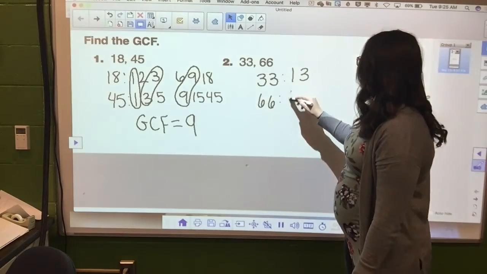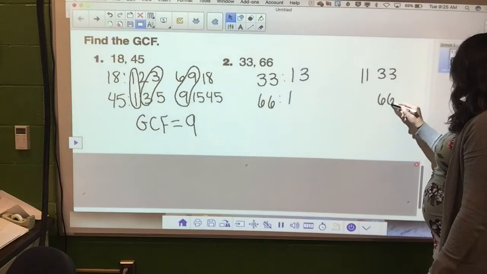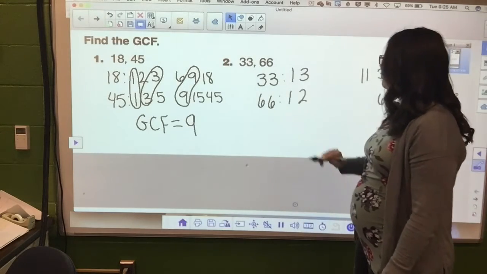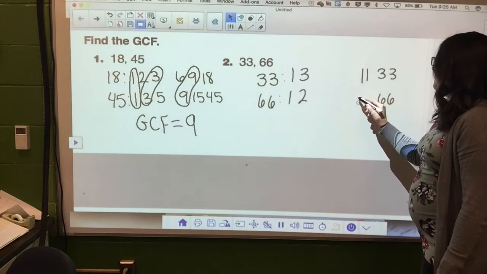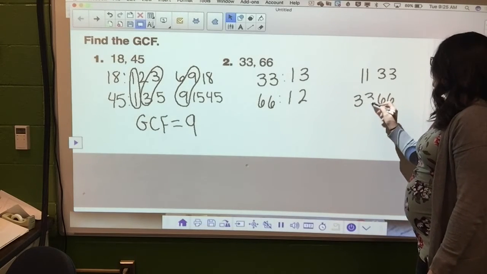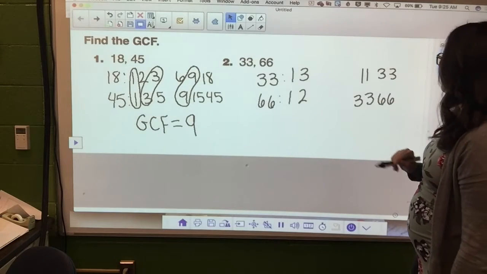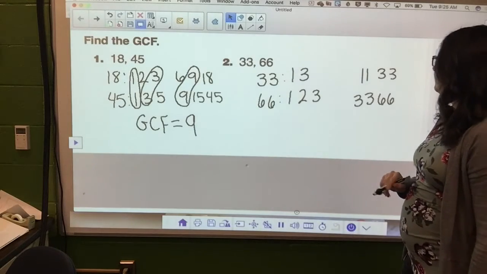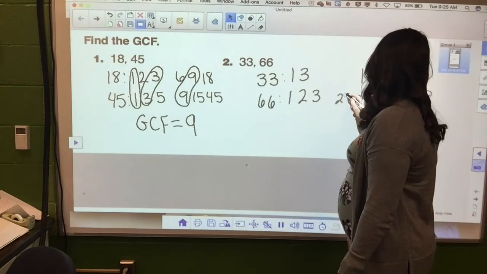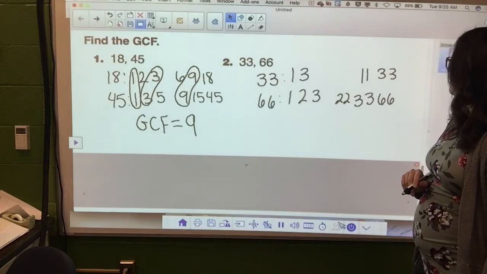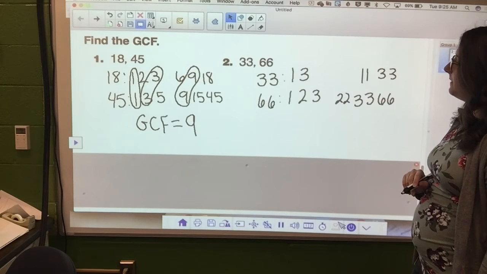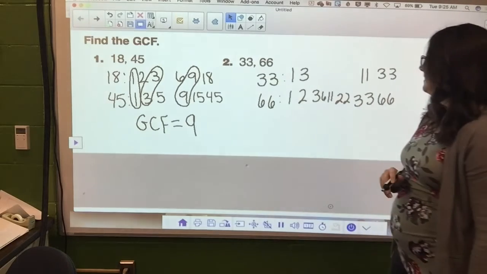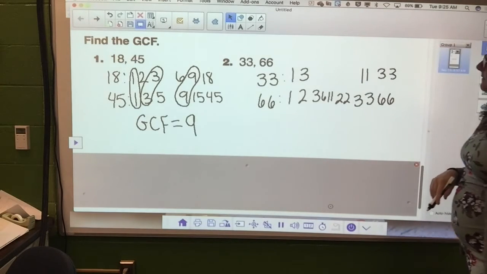For 66, we have 1 and 66. It is an even number, so we can divide it by 2. It would be 2 and 33. 3 and I believe that's going to be 22. Nothing times 4, nothing times 5, or 6 and 11 is 66. Nothing times 7, nothing times 8.